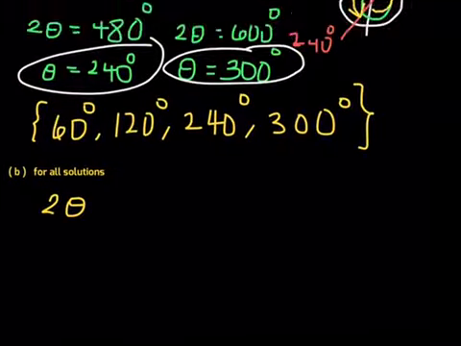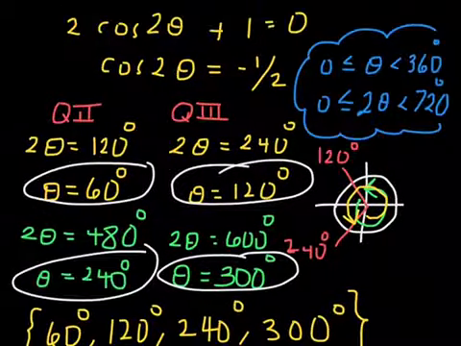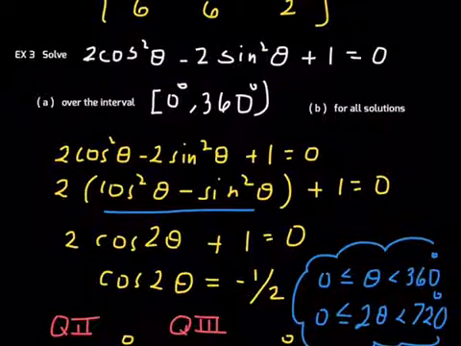Okay, guys, now for the second part, we want to solve for all solutions. Now, look at the argument of the equation that we solved. The argument was 2 theta. Now, it wasn't 2 theta in the original question. Here, let me scroll up so you can see it. Here's the original right here, folks.